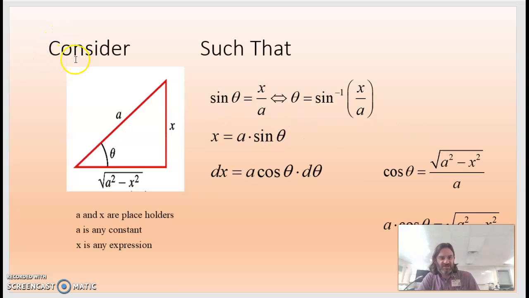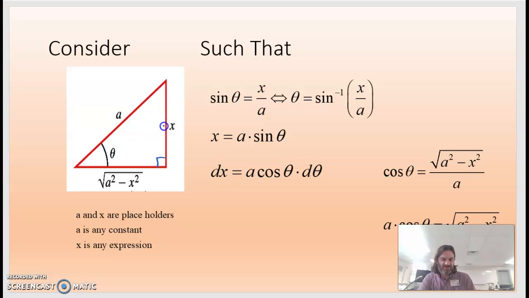So let's start off here. Consider a right triangle. Maybe it's not marked as a right triangle, but you can deduce that from looking at it. And we put an angle theta in here, and we made some labels. Across from the angle theta, we have an opposite side of length x, which is a variable. We have a hypotenuse of side length a, which is a constant number. So a would be a number, x would be a variable or an expression.